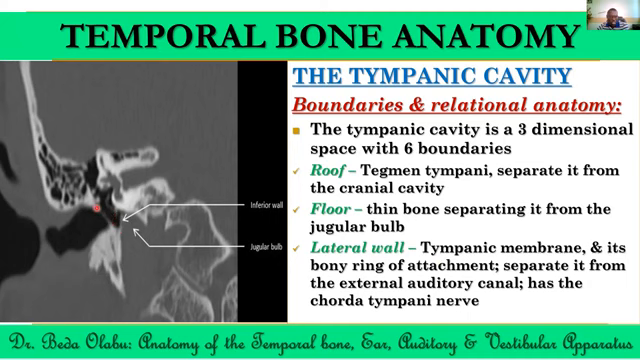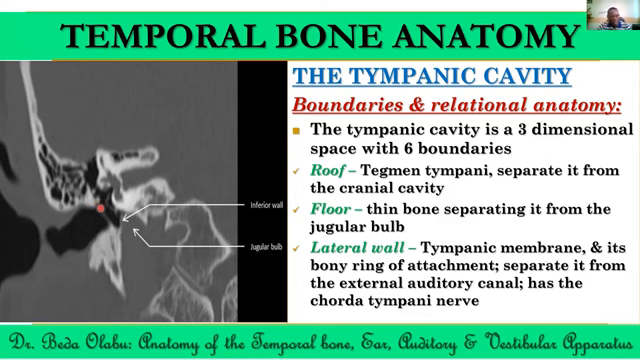Now the lateral wall is this part here. This is the tympanic membrane. Apart from the tympanic membrane, the bony attachment of the tympanic membrane also constitutes the lateral wall. And as you can see, the tympanic membrane separates the middle ear from the outer ear. Now, the superior margin there is what we call the scutum, if you remember that part.